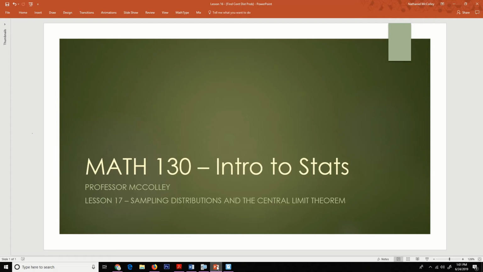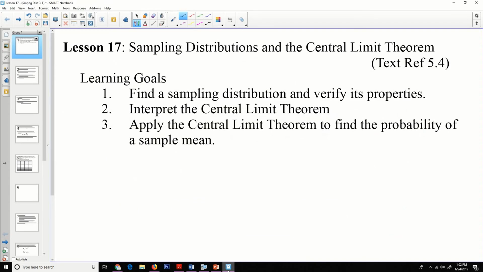Okay, good day. This is Math 130, Intro to Statistics. I'm Professor McCulley. This is Lesson 17, Sampling Distributions and the Central Limit Theorem. So let's get right to it.